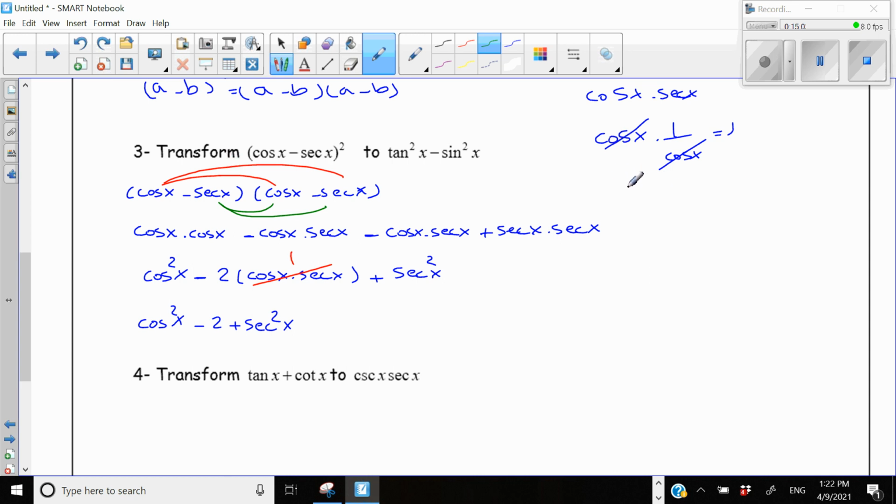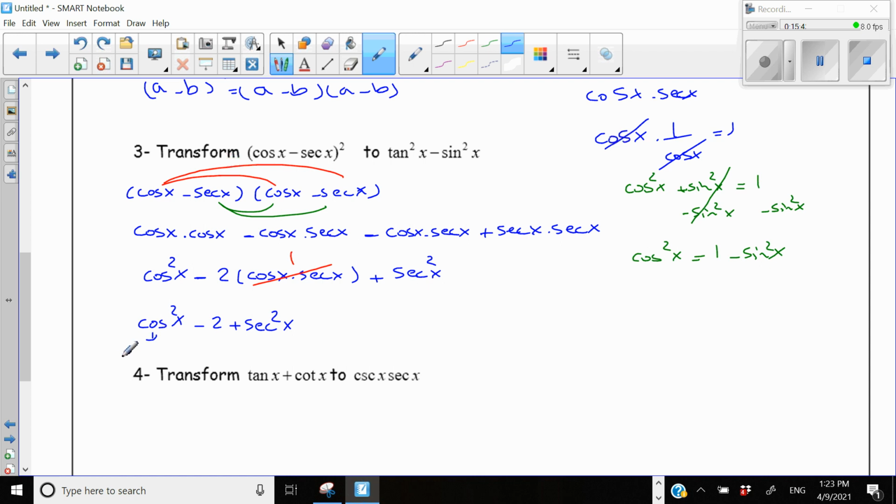The Pythagorean theorem here says cosine squared of x plus sine squared of x is equal to 1. So if I move the sine squared to the other side by subtracting sine squared from both sides, these two will cancel, and cosine squared of x will be equal to 1 minus sine squared of x. So at this point, we were able to change cosine squared to 1 minus sine squared.